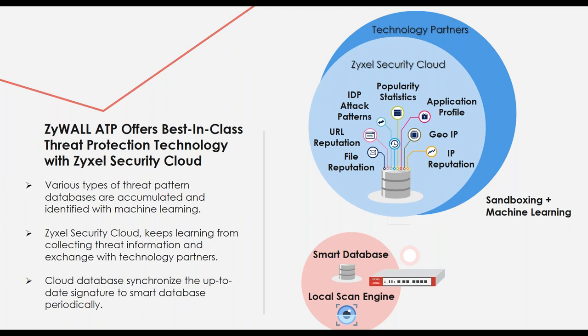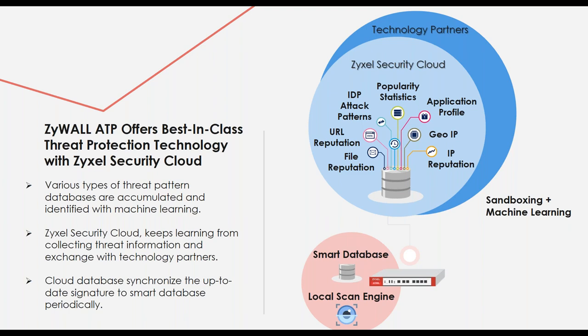So all of the most common attacks that are being seen by our security cloud are fed back down to the smart database, and the smart database is a permanently evolving scan database, basically, that's always up to date. So the various types of threat patterns can be accumulated and identified with machine learning. The Zyxel cloud, as I say, keeps learning from all the different threats that it sees.